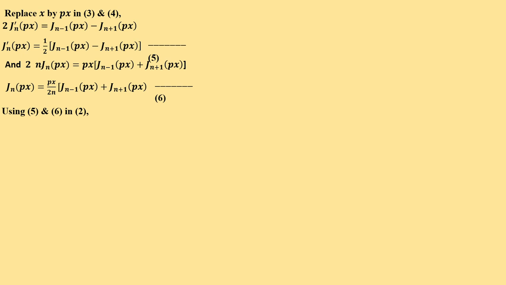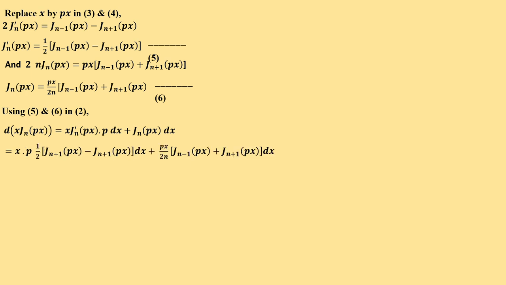Now using 5 and 6 in equation 2, the derivative of x Jn of px is equal to x into Jn dash of px into p dx plus Jn of px dx. That is equal to x into p by 2 [Jn minus 1 of px minus Jn plus 1 of px] dx plus px by 2n [Jn minus 1 of px plus Jn plus 1 of px] dx.